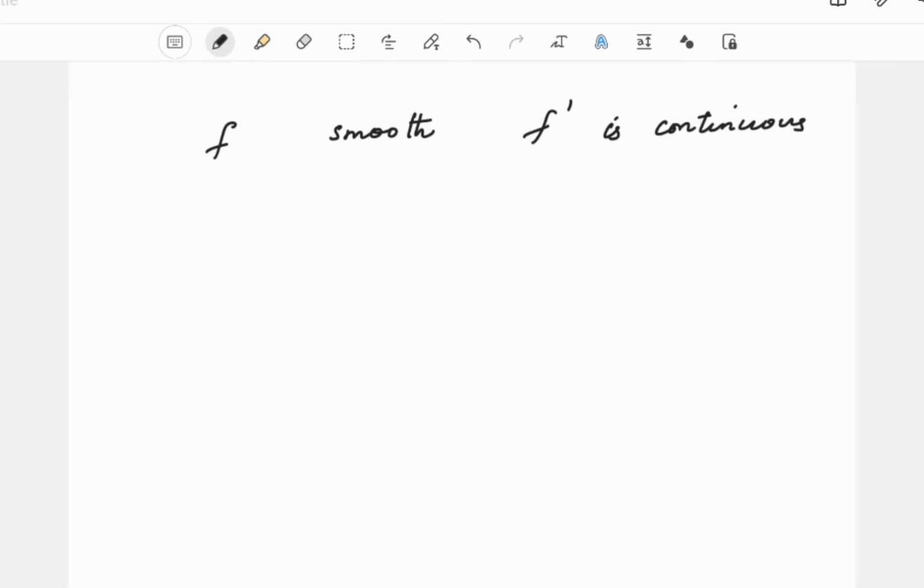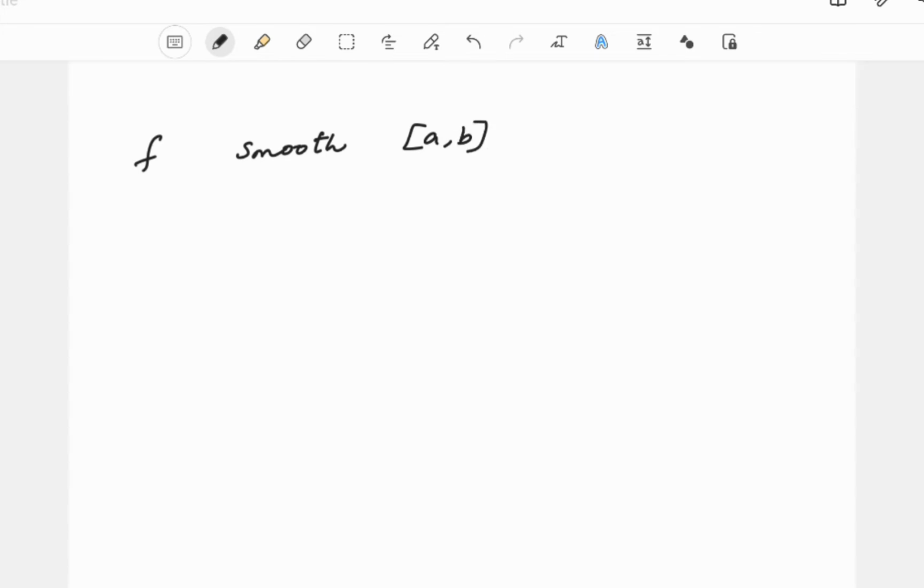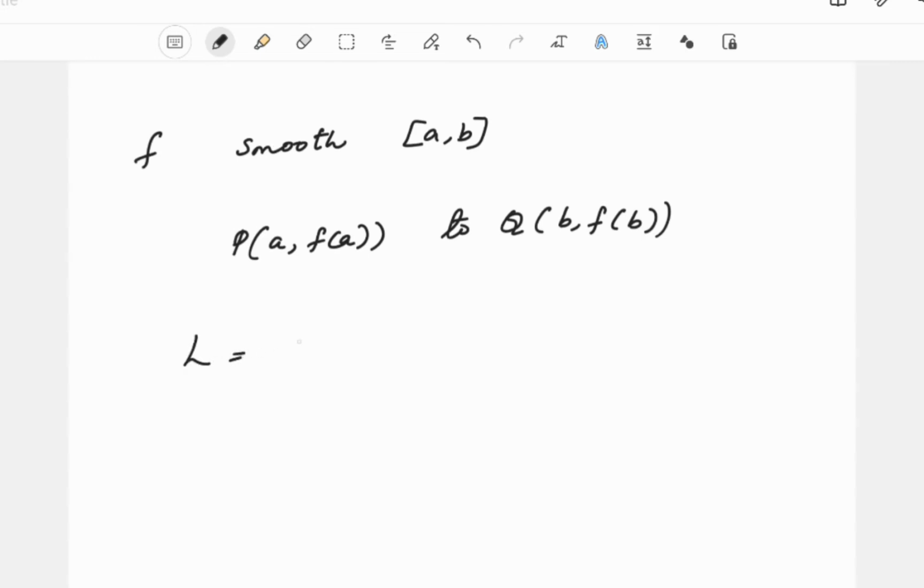Now we are going to discuss finding the arc length of the graphs of such smooth functions. Let f be smooth on the closed interval [a, b]. Then the arc length of the graph of f from the point P (a, f of a) to Q (b, f of b) is given by L equals integral a to b root of 1 plus f dash of x the whole square dx.